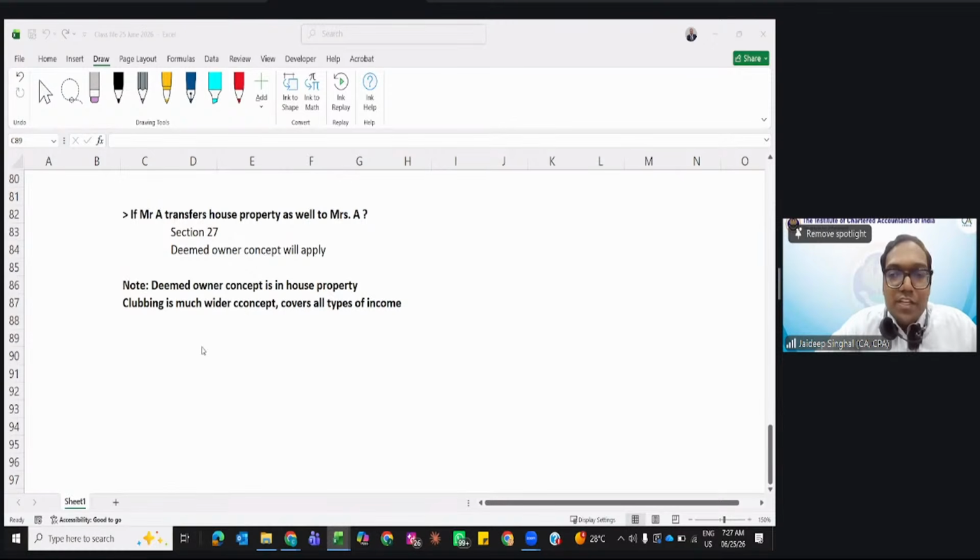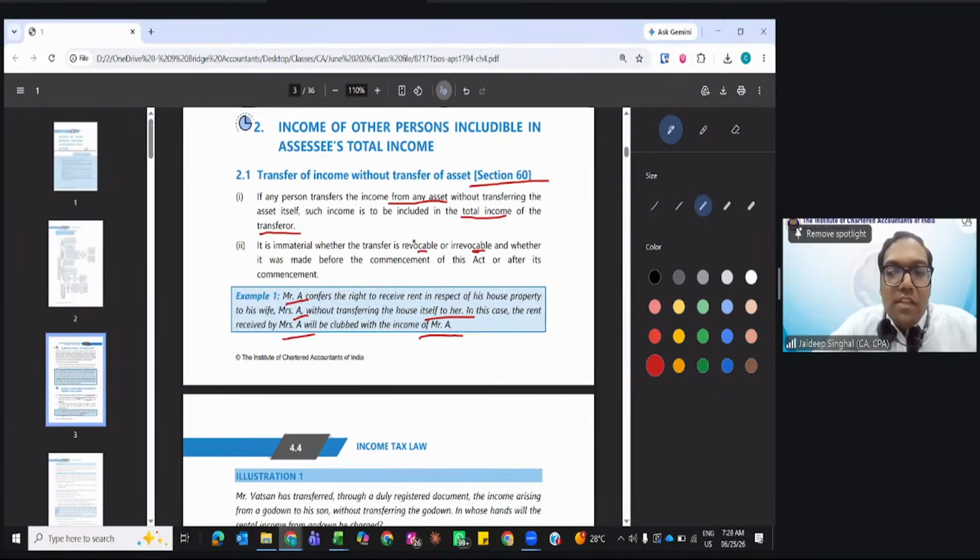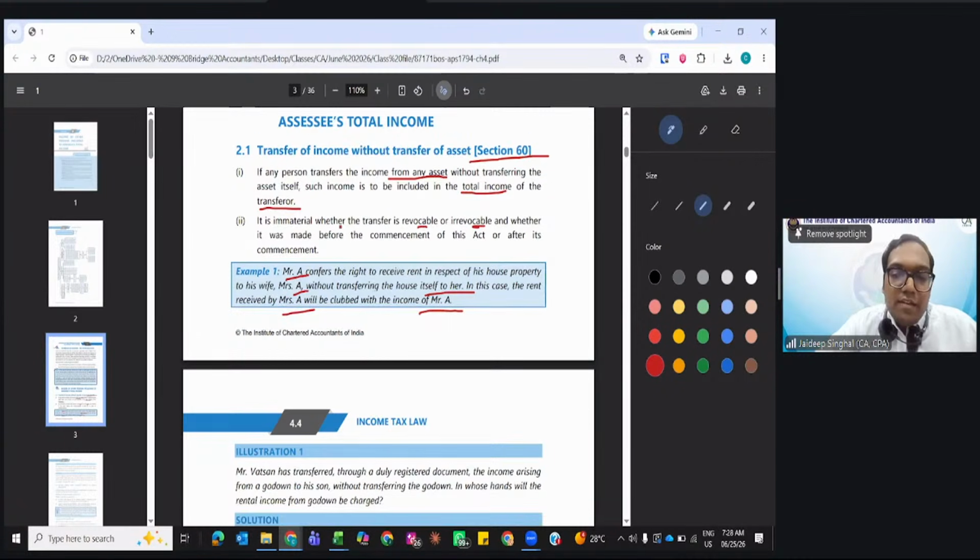Now this was about section number 60, which is clear. If any person transfers the income from an asset without transferring the asset, the income is included in the total income of the transferor. Who was the transferor? Mr. A. It is immaterial whether the transfer is revocable or irrevocable, and whether it was made before or after the commencement of this act. What is revocable and irrevocable, we will discuss in the next concept. Whether we can take back the income or not is immaterial, but this clubbing will apply.